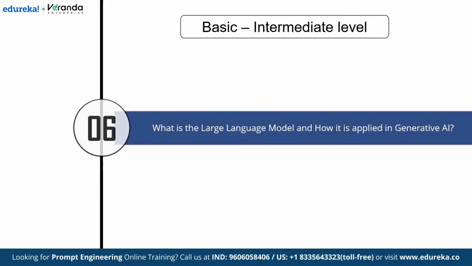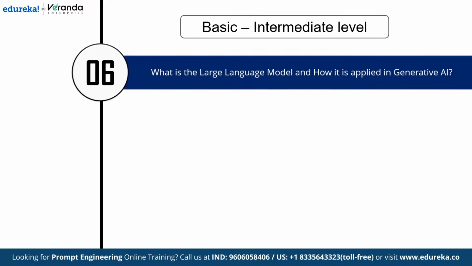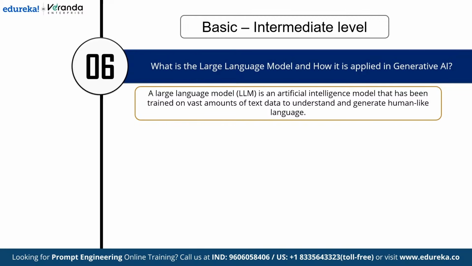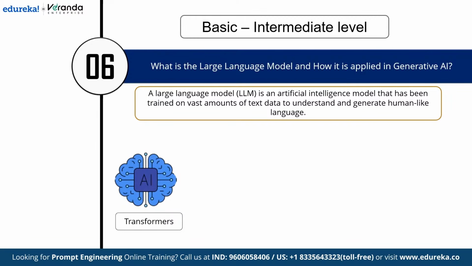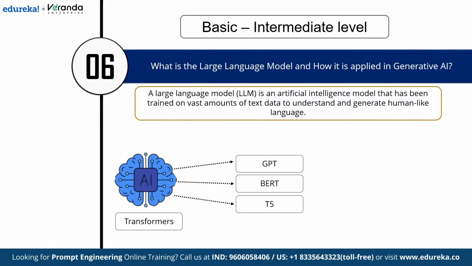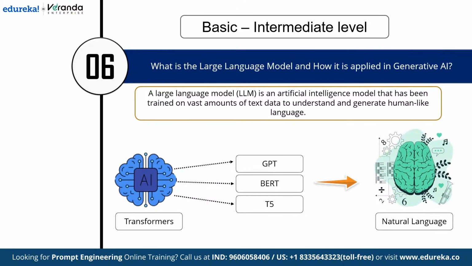Moving on to the next question, what is a large language model and how is it used in generative AI? A large language model is a type of artificial intelligence model that has been trained on vast amounts of text data to understand and generate human-like language. These models are typically built using deep learning architectures such as transformer-based models like GPT, BERT, and T5, and contain billions to trillions of parameters that help them capture the details of natural language.